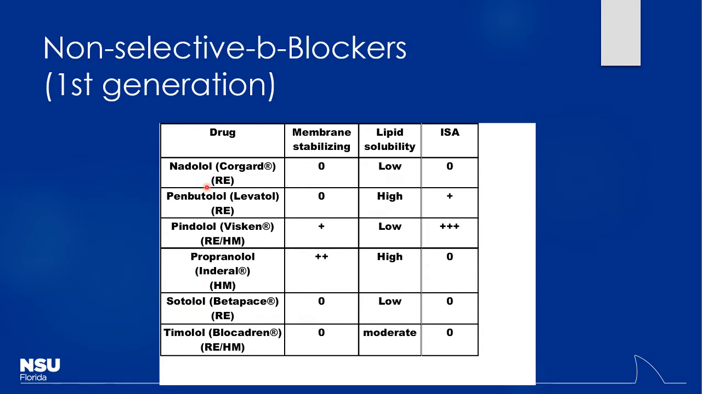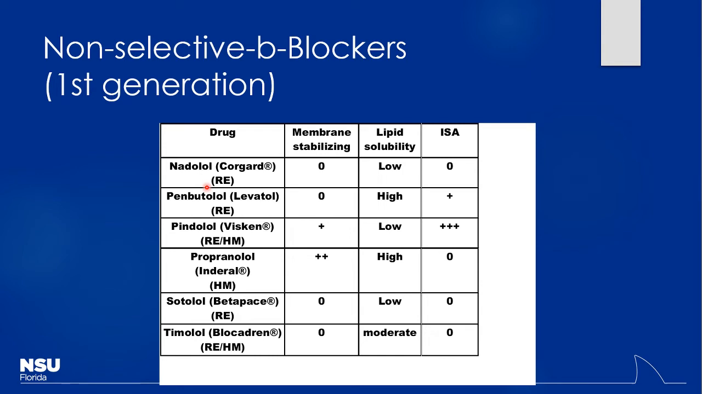The other thing to note, and this is kind of a handy rule of thumb that I will tell students: if it starts with an N through the letter Z, typically it's going to be a first generation non-selective beta blocker. So like nadolol, propranolol, sotalol, those are all going to be non-selective beta blockers. Letters N through Z, typically a non-selective beta blocker.